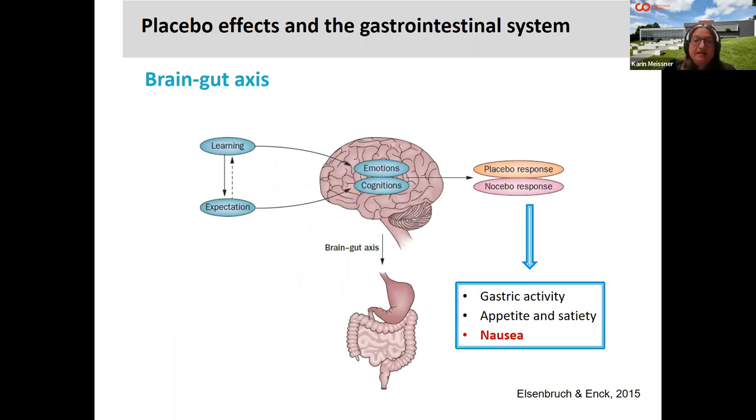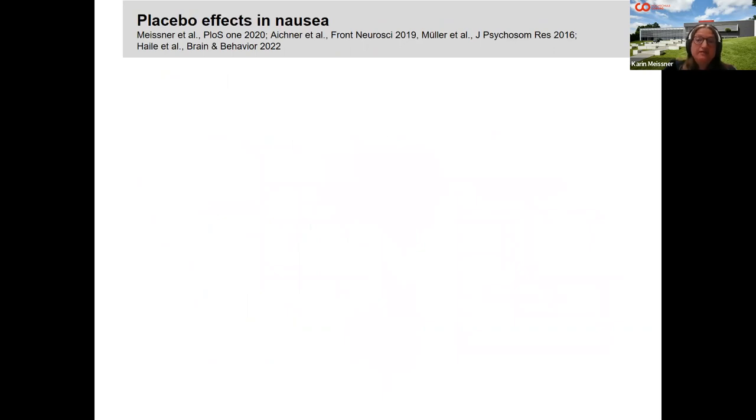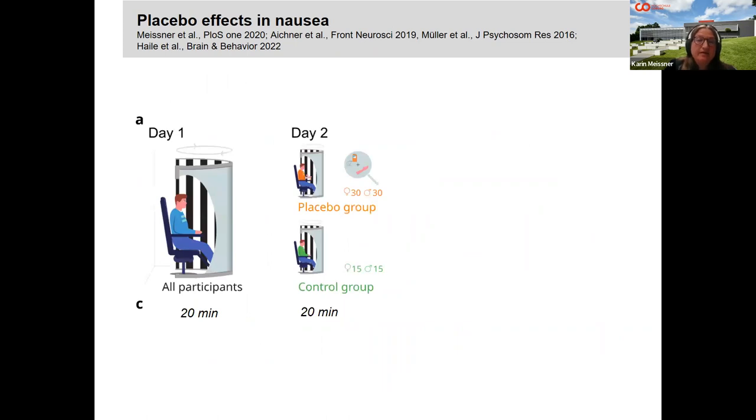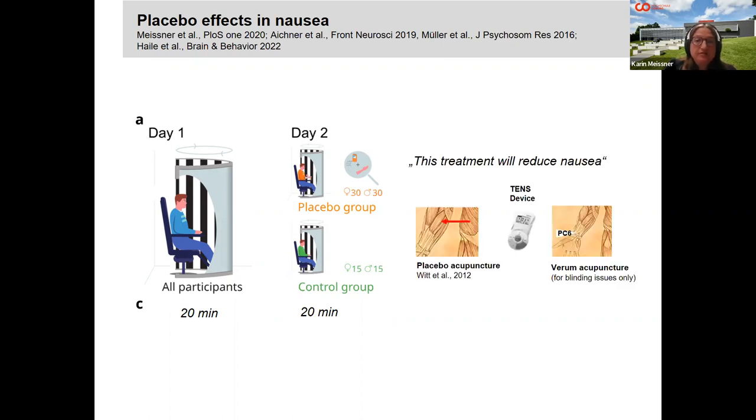And the last study I will show you is about nausea. We did a lot of studies to test the mechanisms underlying placebo effects in nausea. Here I will show you the design of the study. So healthy participants came to our lab on day one and day two, and on both days, nausea was induced for 20 minutes, and then they were randomly allocated to a placebo group or a control group, which did not receive any treatment.